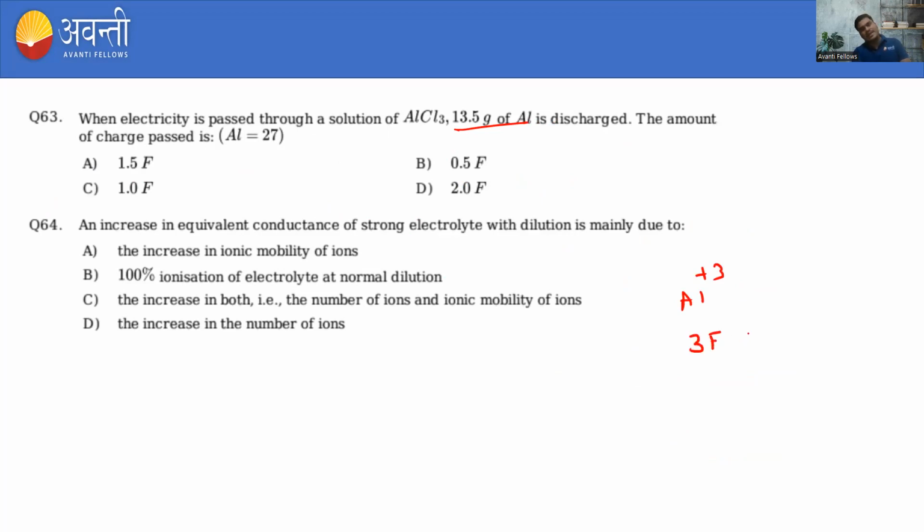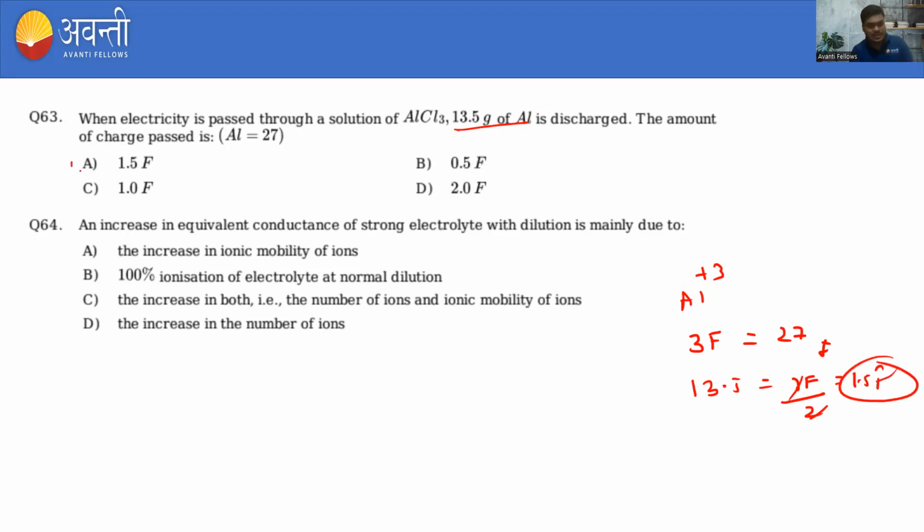So this 3F having molecular weight is equal to 27 gram. This is drawn from the mole concept, right? So 27 gram produces 3F. So 13.5 gram produces how much? That is 3F by 2. So we know that this comes out to be 1.5F.